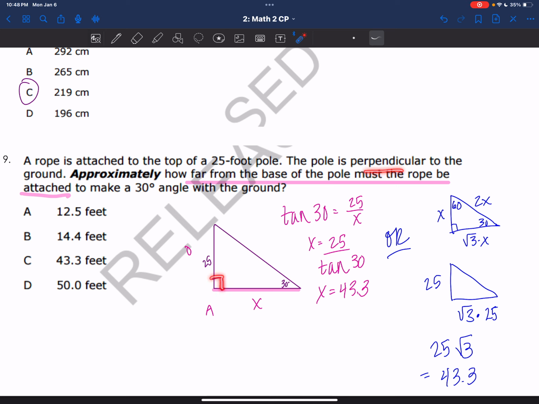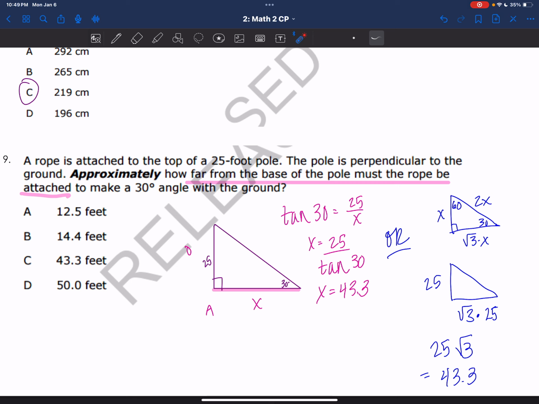Approximately how far from the base of the pole must the rope be attached? So we're looking for this part right here. So that's confusing. People want to find the rope. It's not the rope. We're just finding out how far from here to here. All right. And since we're doing that, we need our adjacent. So opposite and adjacent, which is tangent.